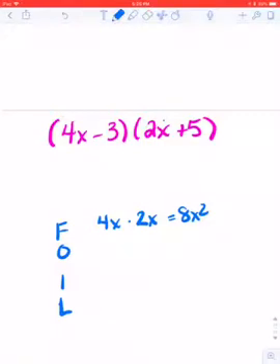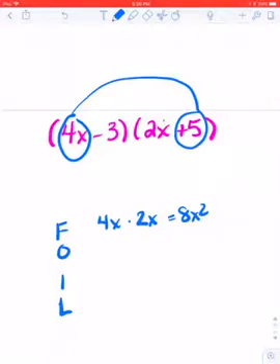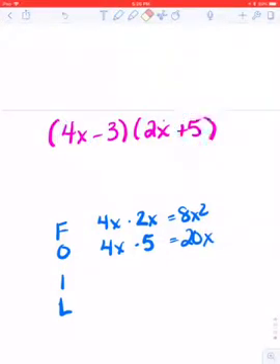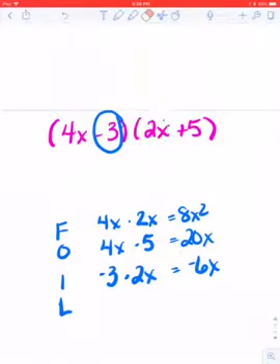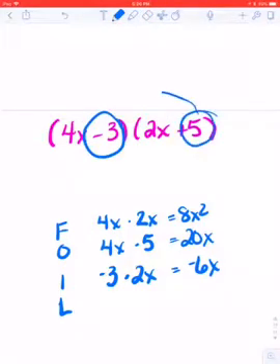Now, to do outside's going to be these two. So 4x times 5 equals 20x. Okay, now we're going to do inside. So these two. So negative 3 times 2x equals negative 6x. And here's the last. Negative 3 times 5 is negative 15.